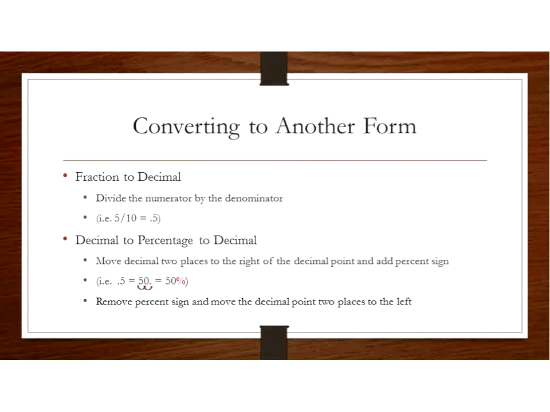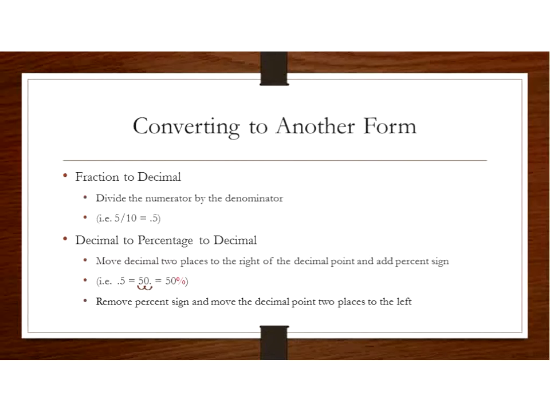Now you can also convert different values to another form. In other words, I can go from a fraction to a percentage, from a decimal to a percentage, from a percentage to a decimal. So we can go from one form to another form based on whatever our computational needs are. Okay? Now, we're going to first look at converting a fraction to a decimal.